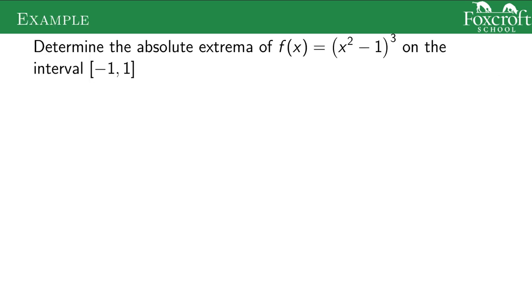So here's another example. I just want to figure out the absolute extrema of this function. So I'm going to make my list of candidates because it's called the candidates test. And I already have a couple candidates. I have -1 and 1. And now I want to figure out other candidates. So that's going to happen at my critical points.